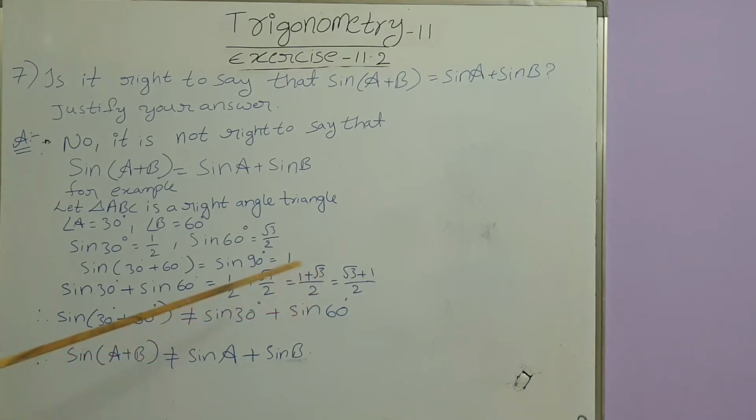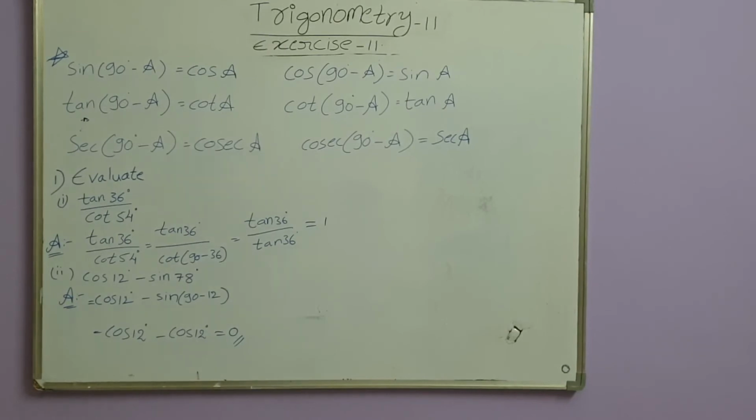See, are these two equal? No, this is not equal. Sin 90 degrees value is 1, but sin 30 degrees plus sin 60 degrees value is root 3 plus 1 by 2. So sin of (30 degrees plus 60 degrees) is not equal to sin 30 degrees plus sin 60 degrees. Therefore, sin(a+b) is not equal to sin a plus sin b. Now, listen to these formulas.